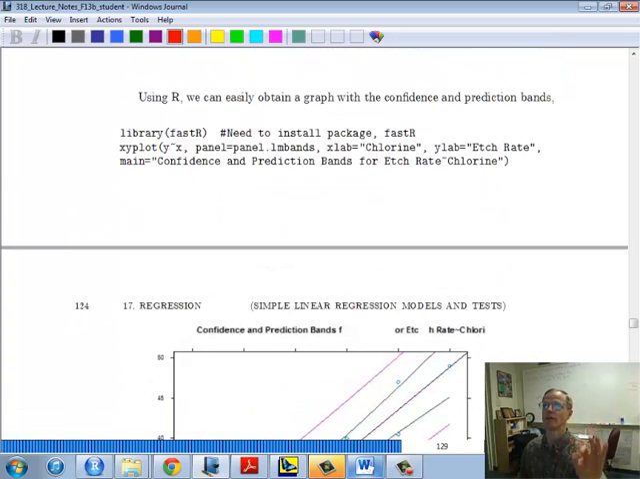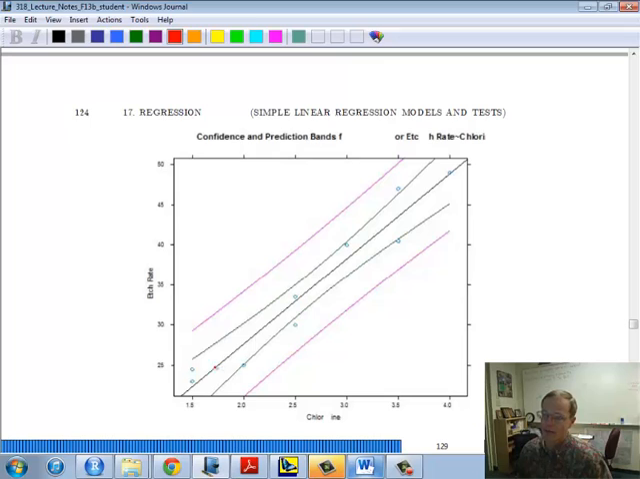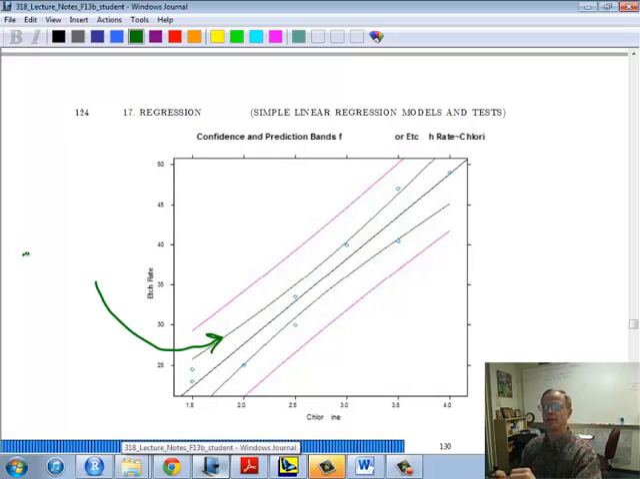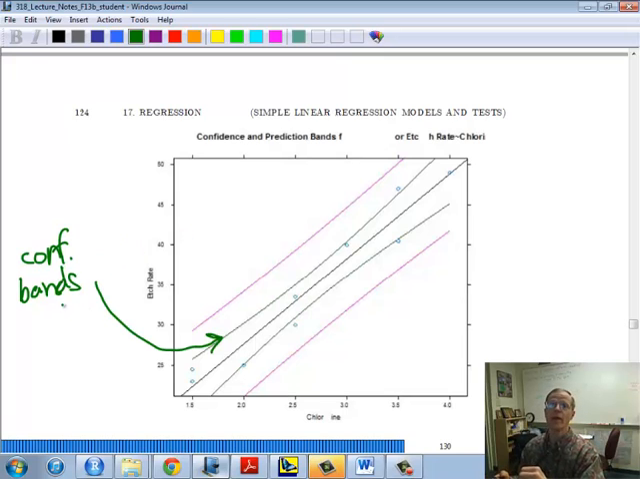I've got a graph here. Some R scripts tell us how to do it. XY plot is the command to get this. I've got my data, my regression line. The green is called the confidence bands. So these are called confidence bands, and they are the confidence interval on the mean at a point.